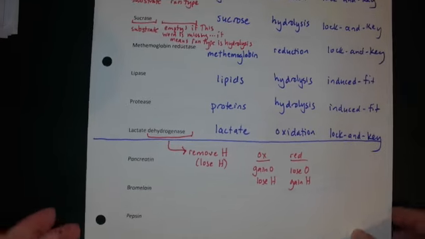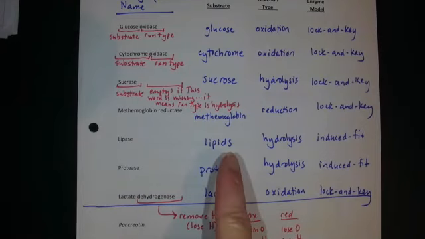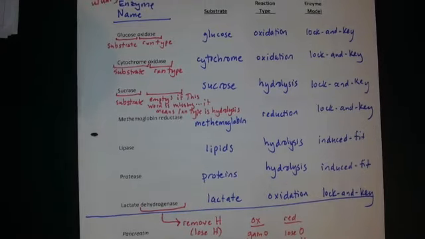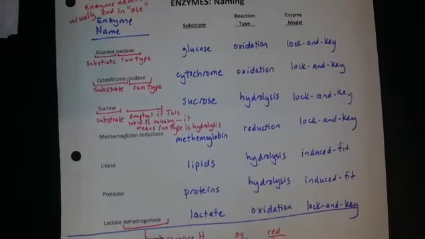So I've just given you a number of examples of how to interpret enzyme names by identifying the substrate, identifying the reaction type, and then identifying what model of enzyme function that enzyme follows.